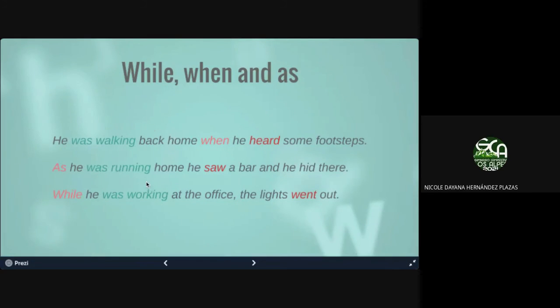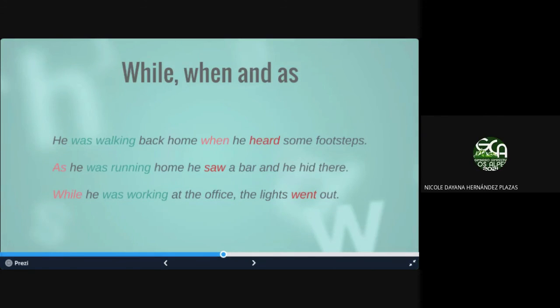You are going to help me reading the three examples, but let's begin with the first one. Go ahead. He was walking back home when we heard some footsteps. That's it. Stop for a second, Thomas. So, he was walking back home when he heard some footsteps.